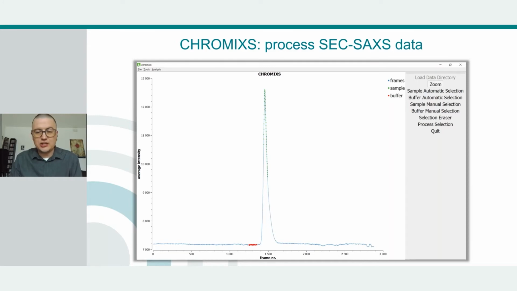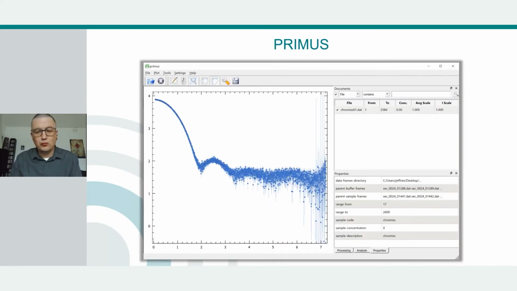Of course, you can adjust this or select the sample region or the buffer region manually. And once you are happy with the selected peak and the selected frames, which are your background, you can click the button Process Selection. What will happen then is that the background frames will be subtracted individually from the peak frames, and the subtracted data will be scaled for concentration, averaged, and loaded to the program called Primus.